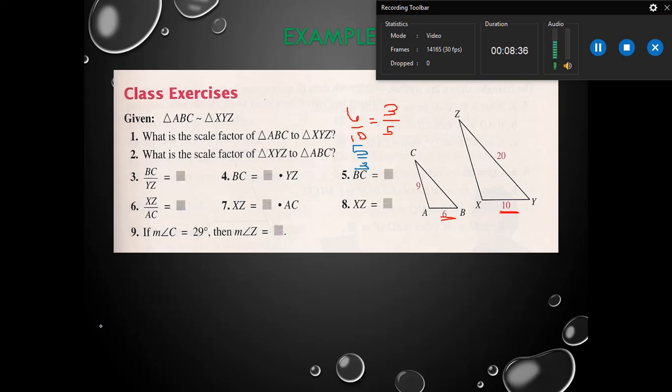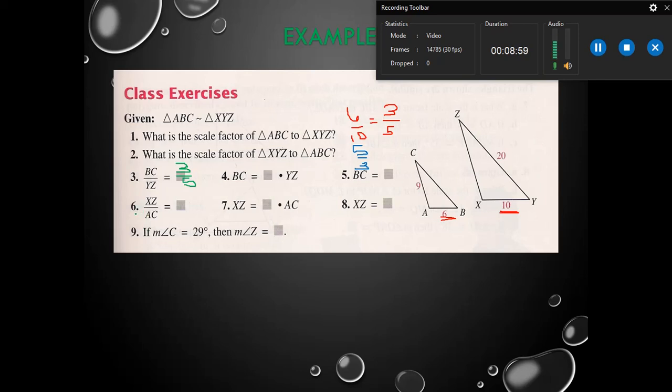They're asking us the same information in number 3. So the ratio of side BC, which is on the smaller figure, to side YZ. Even though we don't know the value of side BC, it doesn't matter. We know to go from small to big, it's 3 to 5.